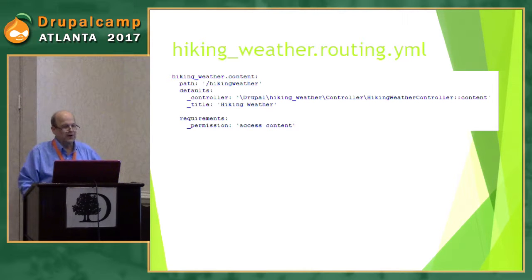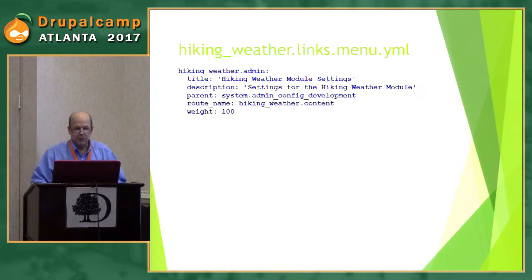In this case, the defaults tell Drupal to use the controller, HikingWeatherController, and to fire off the content method within that controller. It gives it a title of Hiking Weather, and it sets the permissions. In this case, full access to whoever is using the website. Now, once I had this in place, then I had pretty much the basics, but I also needed some way to allow a menu to fire.